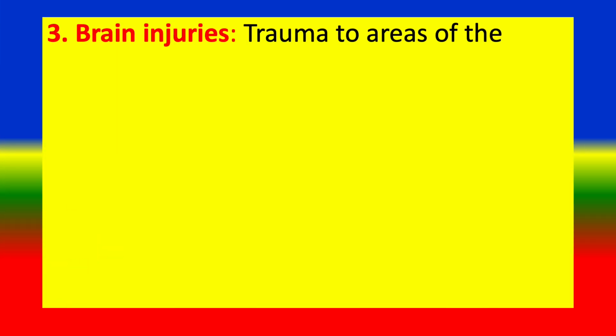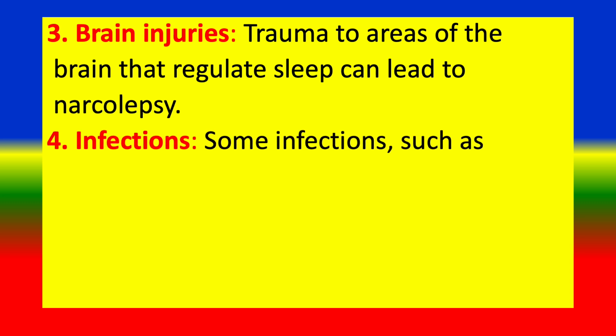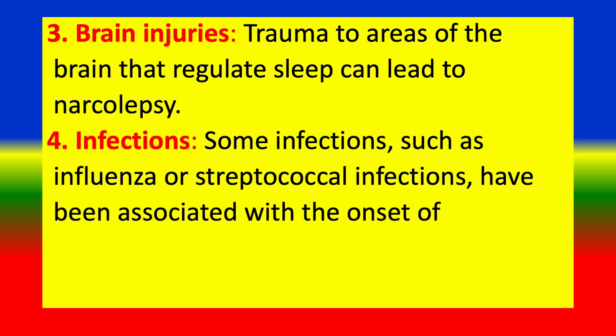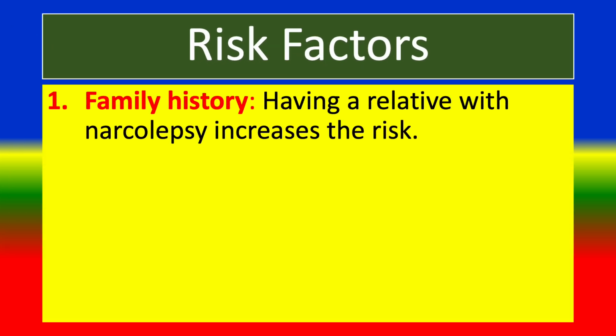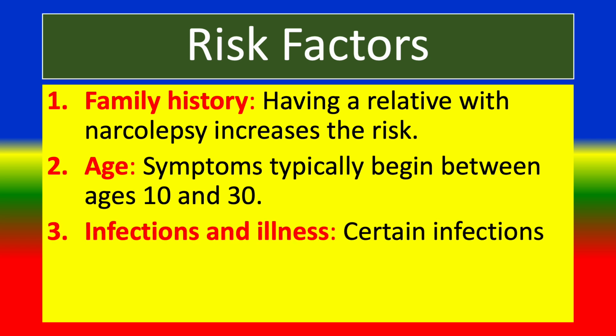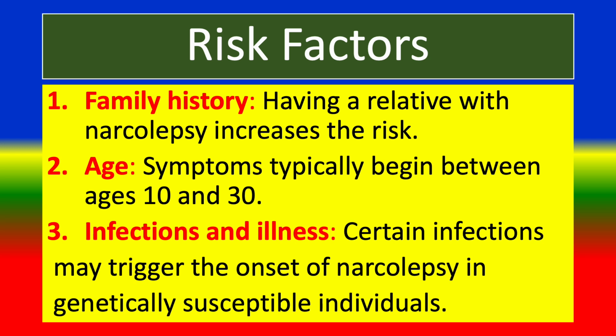3. Brain injuries. Trauma to areas of the brain that regulate sleep can lead to narcolepsy. 4. Infections. Some infections such as influenza or streptococcal infections have been associated with onset of narcolepsy. Risk factors. 1. Family history. Having a relative with narcolepsy increases the risk. 2. Age. Symptoms typically begin between age 10 and 30. 3. Infections and illness. Certain infections may trigger the onset of narcolepsy in genetically susceptible individuals.